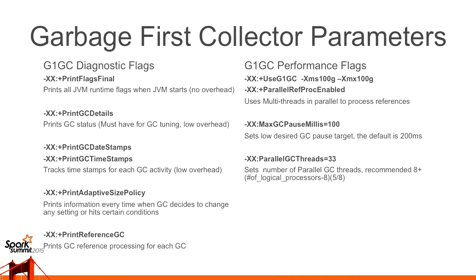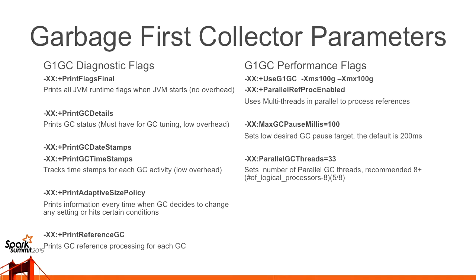Then print references GC. There are several types of soft references that the garbage first collector is trying to deal with. Some of them are not very easy to deal with. So if you look at the reference processing time, it'll give you some clue about if anything goes wrong with the reference processing.